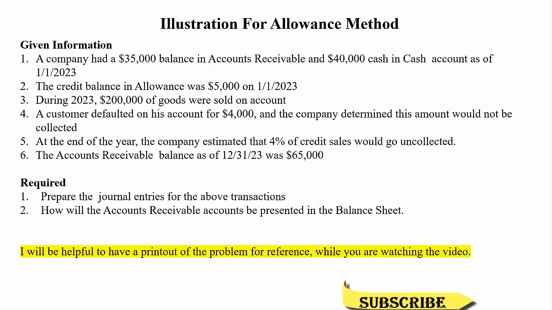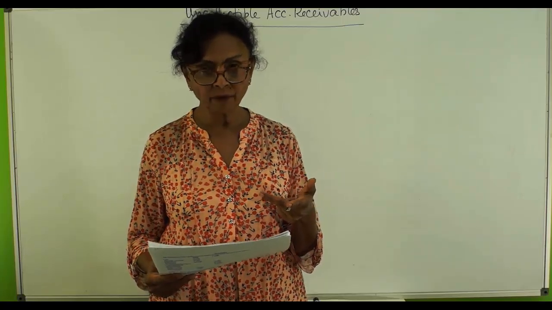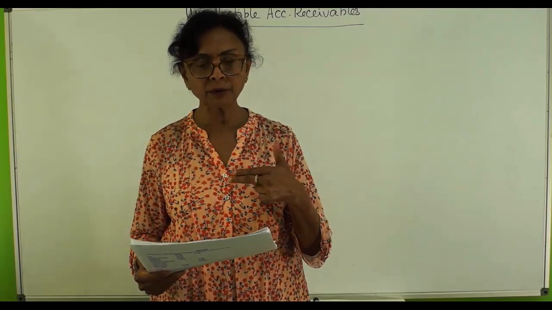Please review a description of the problem on accounting by the allowance method that we are going to illustrate first. It will be helpful to have a printout of the problem for reference while the problem is being worked out on the whiteboard. So first we are going to go over the allowance method and then we will do the direct method.